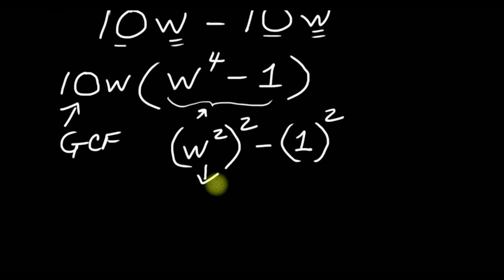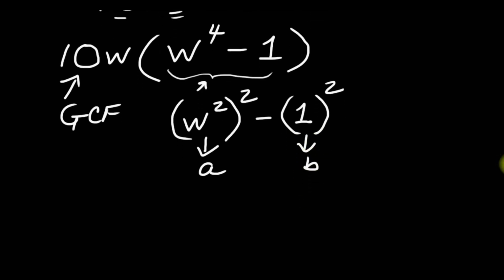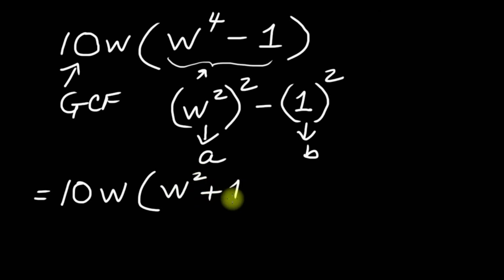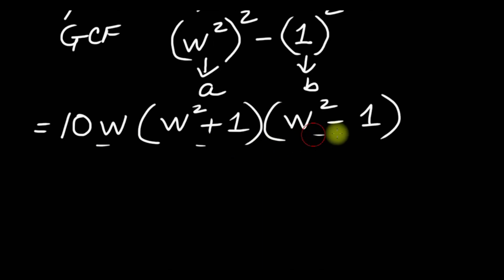Then I can say that the W squared is the A, and the 1 is the B. So now that I have my A and my B, I can just put those into the factor form. So 10W, and then it's going to be A plus B, so that's going to be W squared plus 1. And then it's going to be A minus B, so that's W squared minus 1. So these are the three factors.